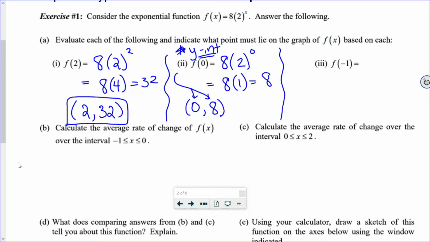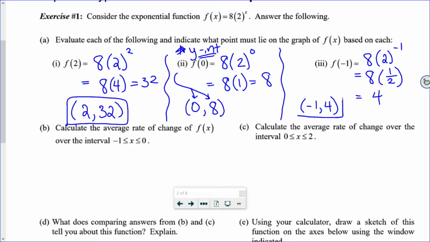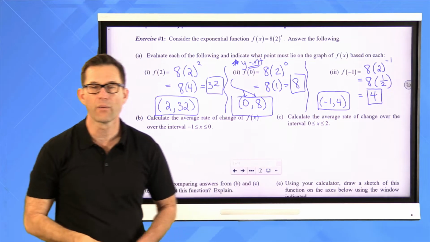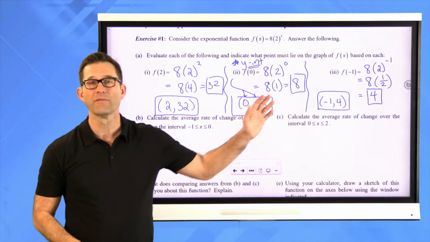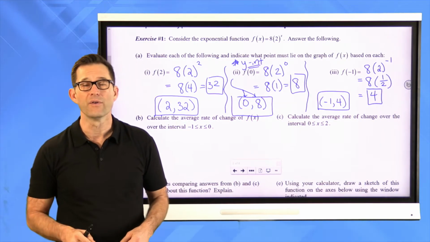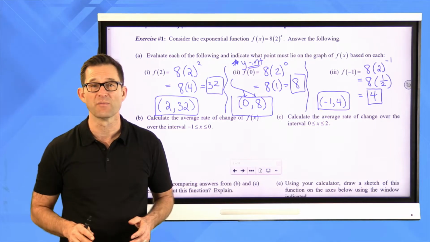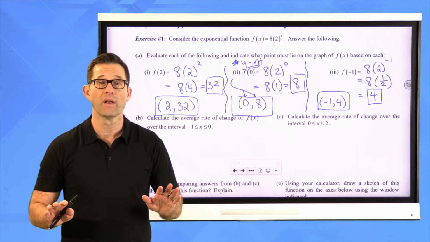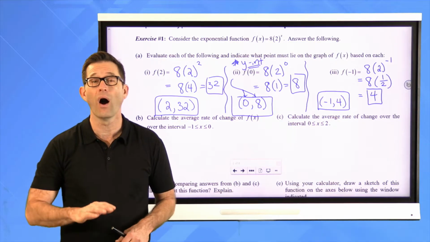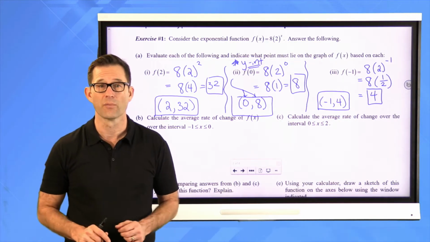And finally, f of -1 is going to be 8 times 2 to the minus 1. Remember, that's going to be 8 times 1 over 2 to the first, and that's equal to 4. So that means the point (-1, 4) lies on the graph. Let me just circle all these things, given that each one of them is part of the answer to the problem. Now again, these last two, f of 0 and f of -1, rely on the fact that you feel comfortable now with 0 exponents and negative exponents. I certainly hope after all of the lessons that we've done in this unit so far, especially the last one where we did a ton of work with negative exponents, you feel comfortable with that.